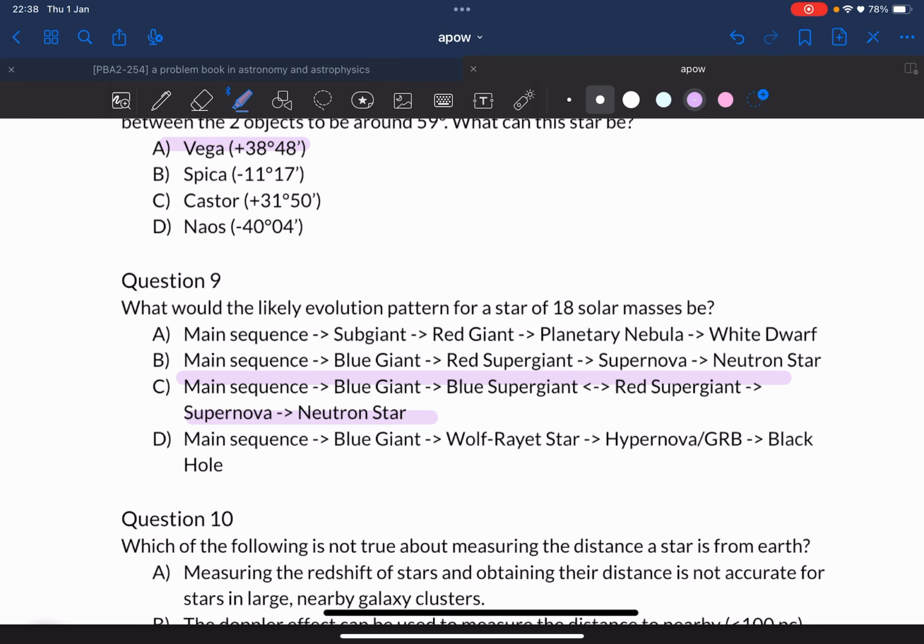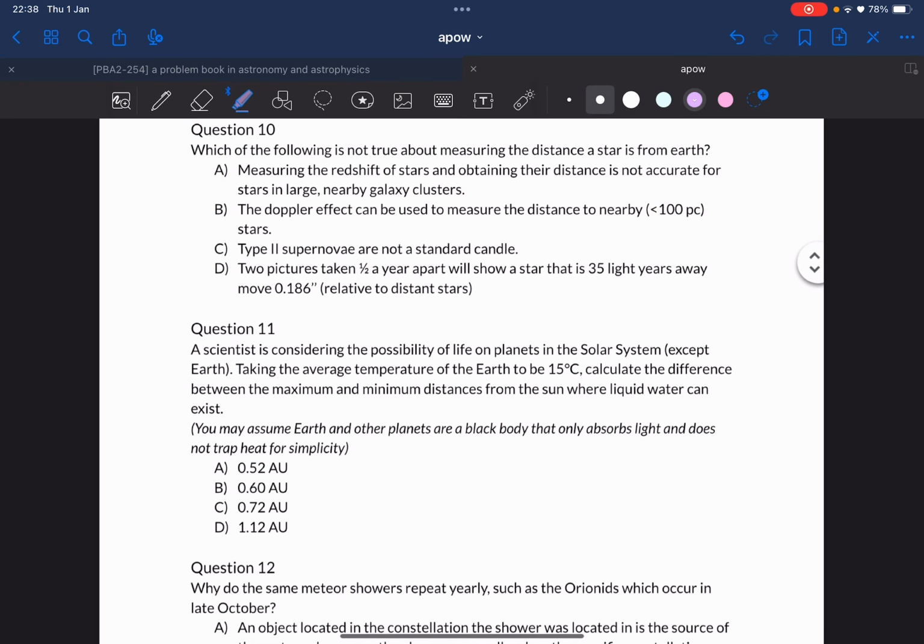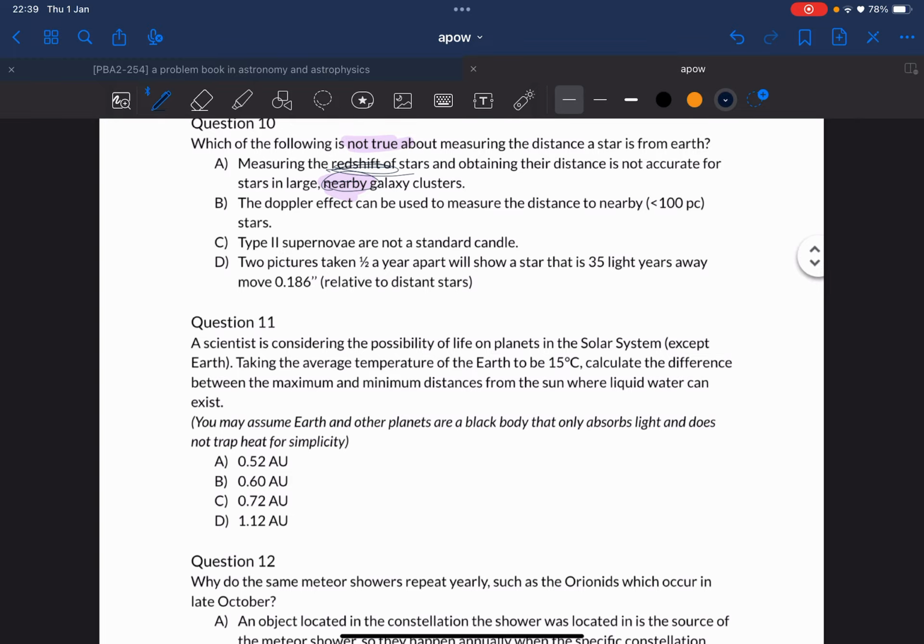This one's just stellar evolution, so it's just something you're supposed to memorize. So if you get this wrong, it's fine. It's hard to remember. You're asking for not true. This is true. The redshift of nearby stuff doesn't matter, the keyword here is nearby. You do not measure redshift for distance for nearby galaxy clusters, no.